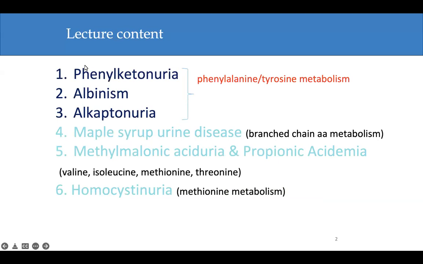We're going to be covering these 3 disorders first: phenylketonuria, then albinism, then alkaptonuria. Then we'll come to maple syrup urine disease, methylmalonic aciduria, and propionic acidemia. These are also called organic acidemias. Then we'll come to homocystinuria, and we'll end with a few questions, inshallah.